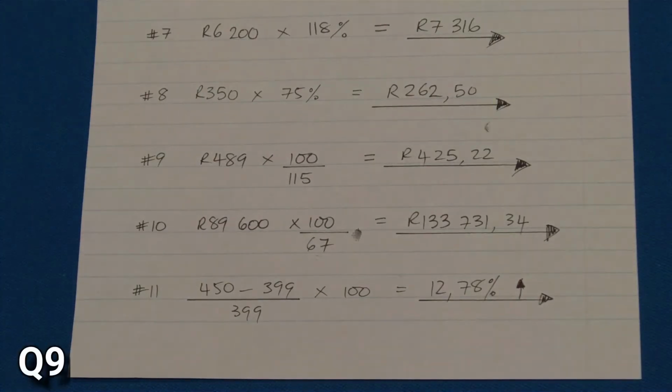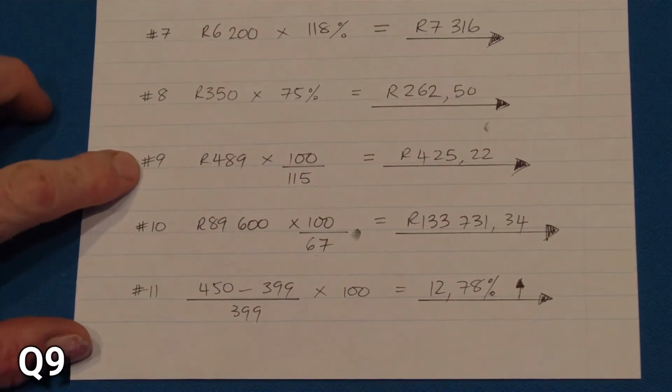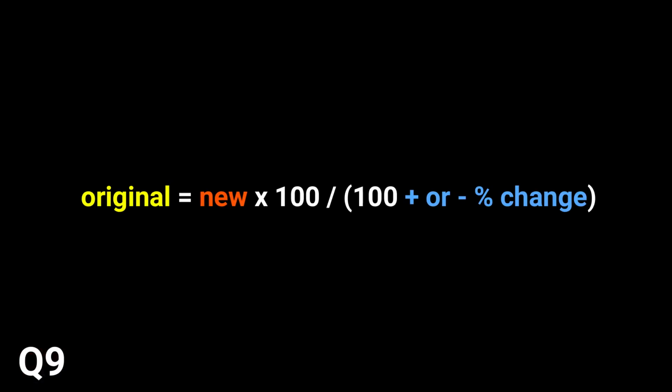Find the original price if the new price is $4.89 and includes VAT of 15%. Okay, so this is a completely different kind of question. That 15% has got nothing to do with the $4.89. So those of you that found 15% of $4.89, you were doing it wrong. The 15% applies to its original value that's not there. So in this case you have to use that other formula.